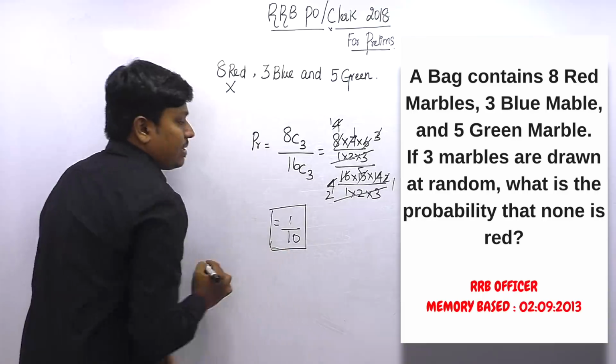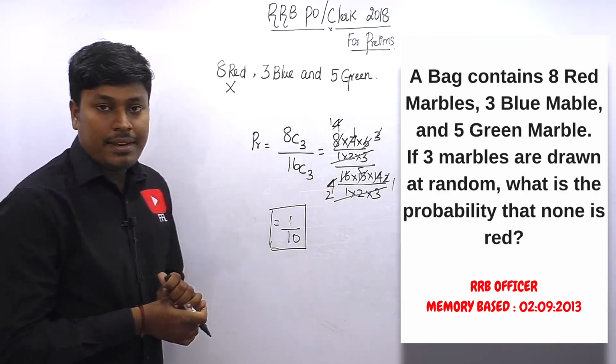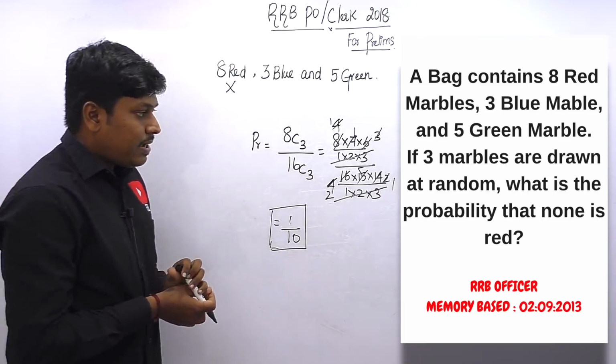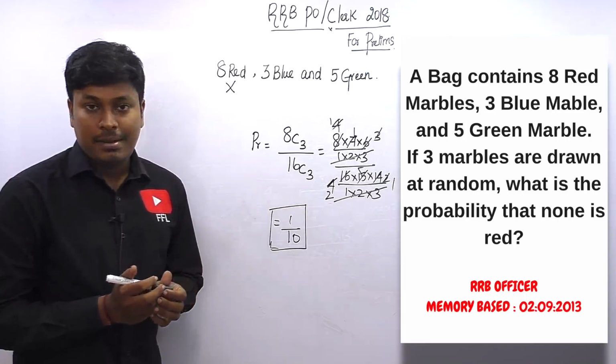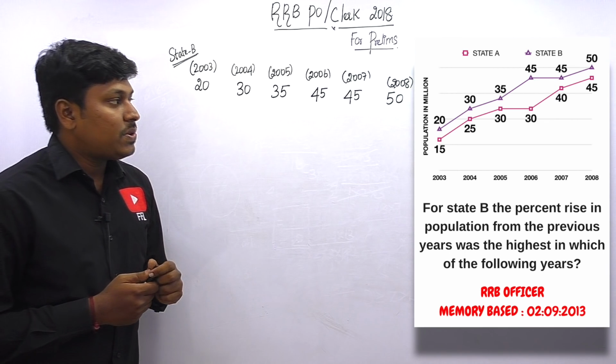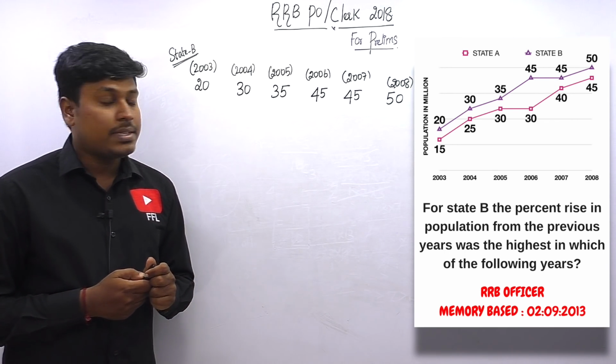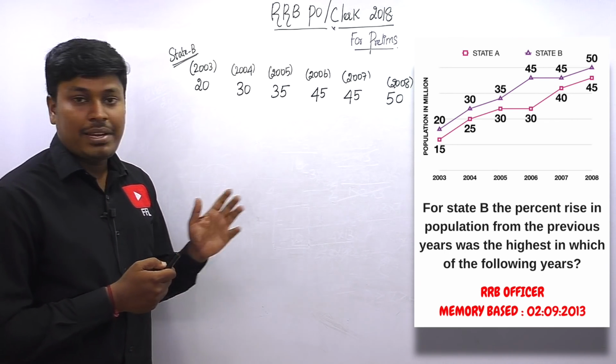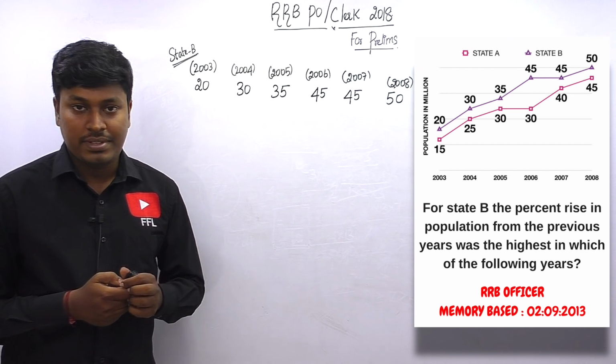So the answer for question number 3 is 1 divided by 10. In this 2013 RRB officer exam, in the numerical ability section, they have asked 3 probability questions. Now let me solve this line chart question that was asked in the 2013 numerical ability section of the RRB officer exam.